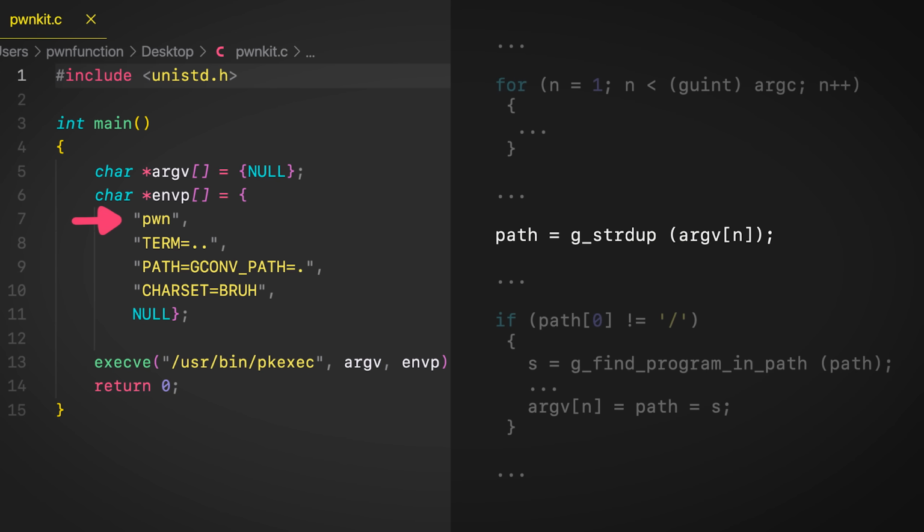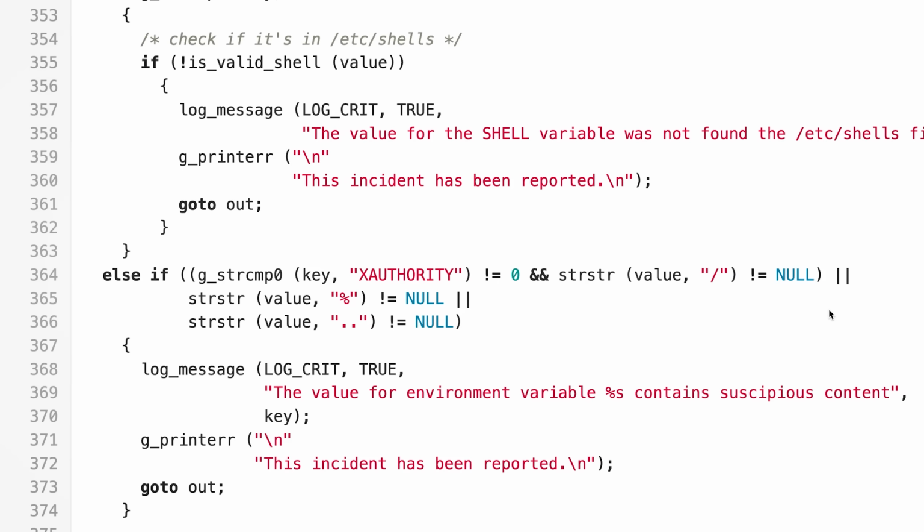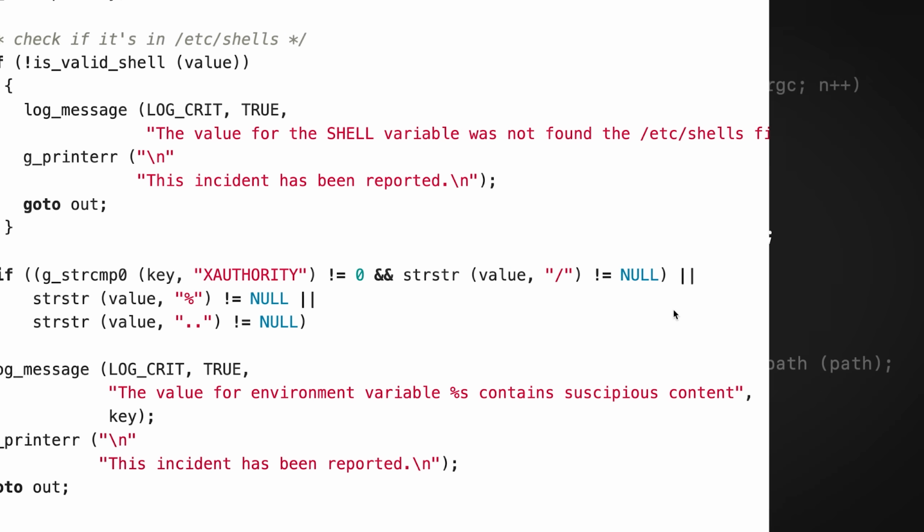The out of bounds read will actually read the first argument, which is going to be envp of 0. So pkexec tries to find the file named pwn. Then we supply TERM equals two dots. This will actually trigger the g_printerr because it wants to print to the screen that this is a suspicious input. So when it does that, it would actually trigger the whole execution tree. So it would print the error message using the g_printerr.